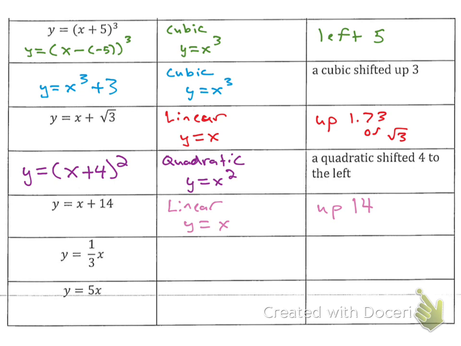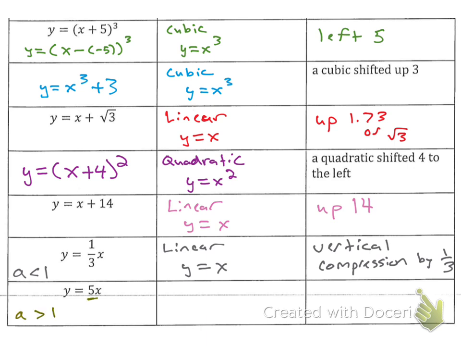Okay. But y equals 1/3 x. So it's linear, yep. And a is 1/3. A is less than 1. Okay. If a is 1/3, less than 1, that's going to give us a vertical compression. The next example, a is 5. A is greater than 1. That will give us a vertical stretch. So, I am going to show you all that on Desmos.